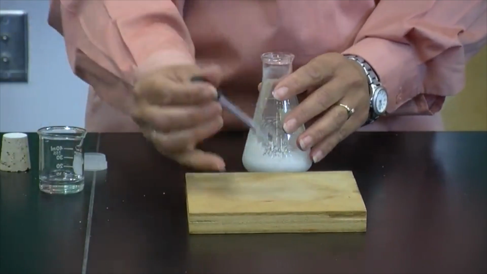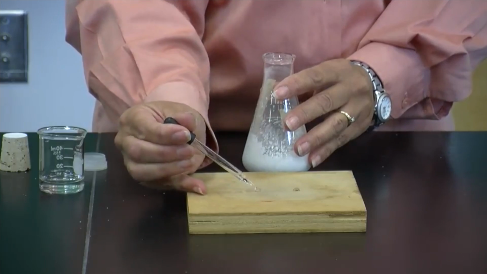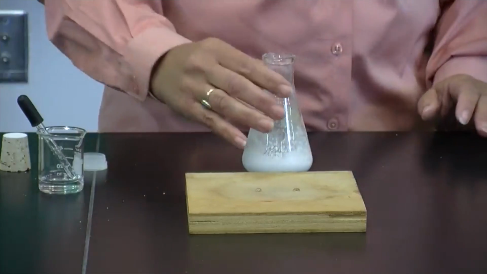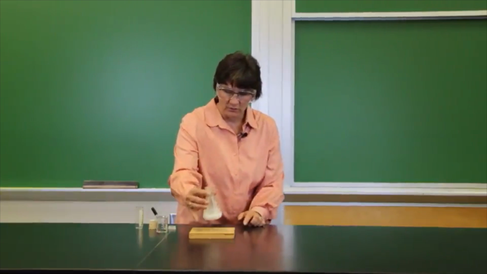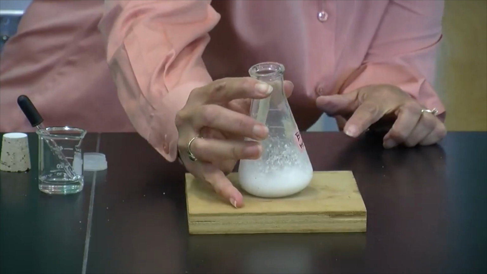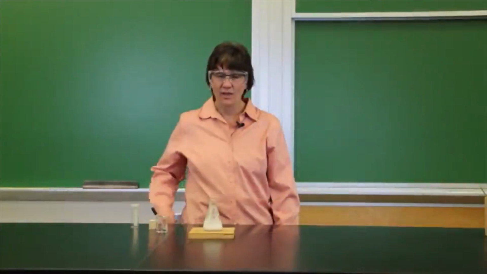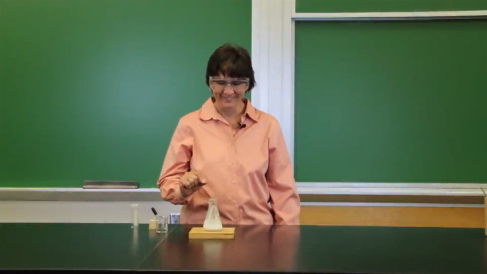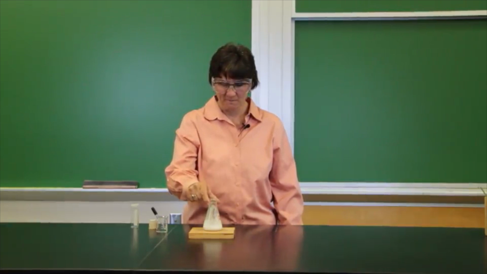I'm going to add a couple drops of water. This flask has got an indentation on the bottom, so I want to try to freeze it on either side of the flask. And now we'll wait. So, if all works well, this flask, when I pick it up, will be frozen to the board.